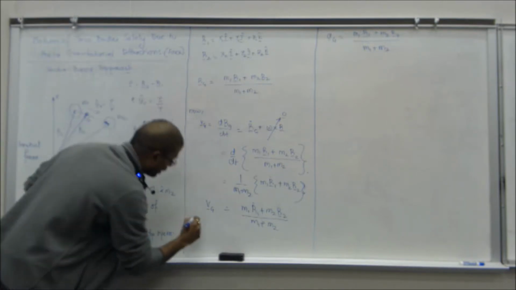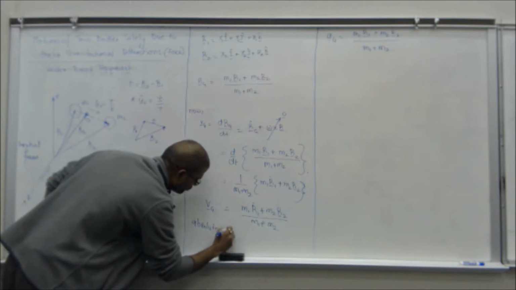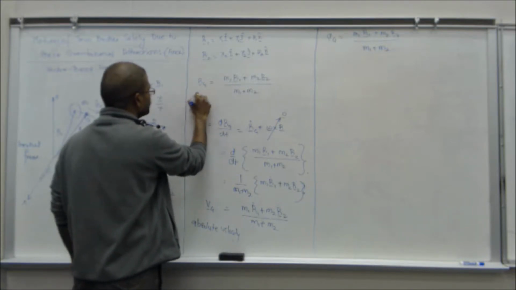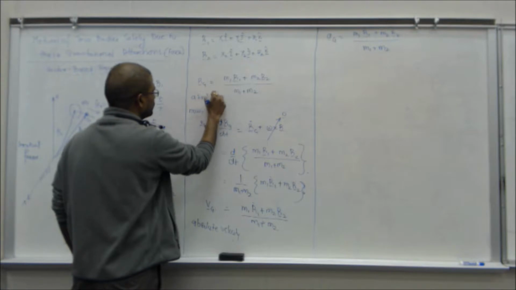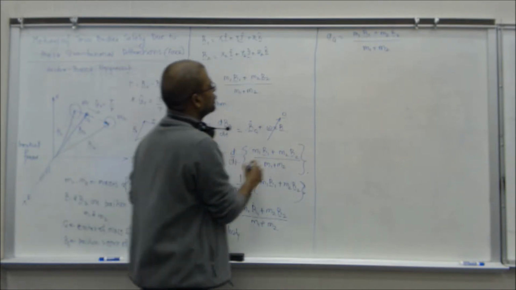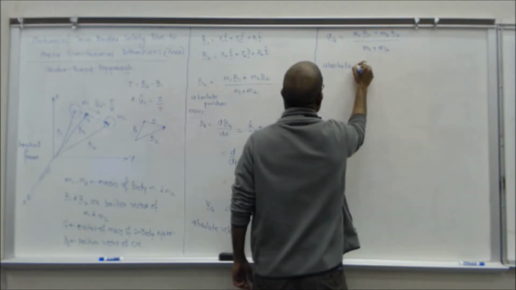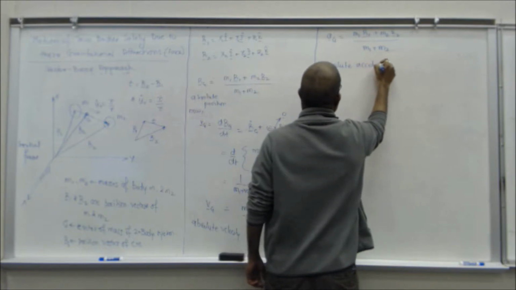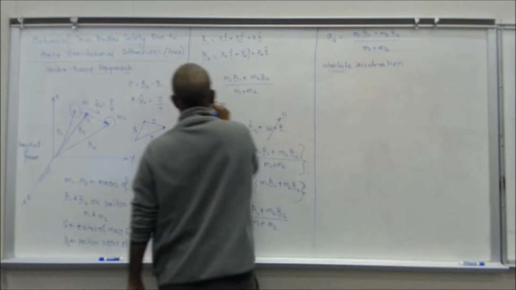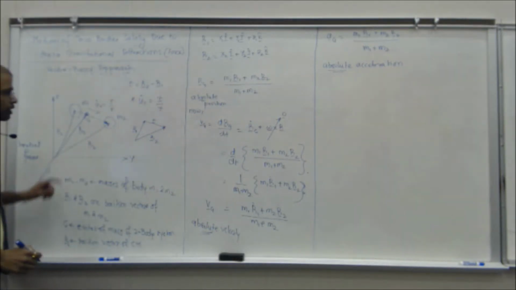This is the absolute velocity. This is the absolute position. This is the absolute acceleration. Put that in the conversation. Absolutely. What does absolute mean? In reference to the inertial frame. Right. So everything is measured in reference to the inertial frame. Okay.